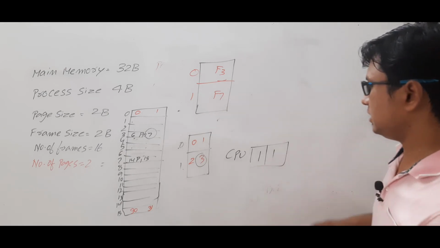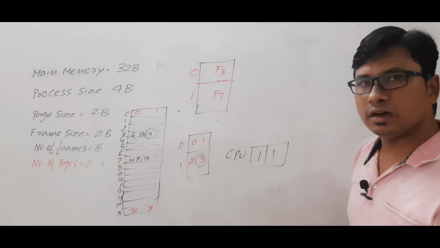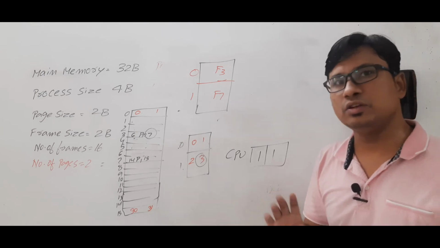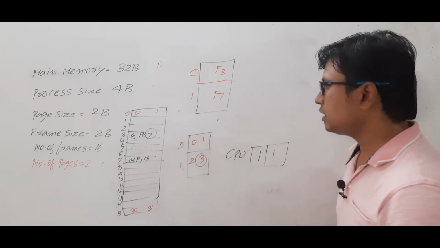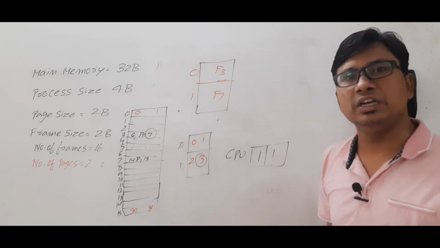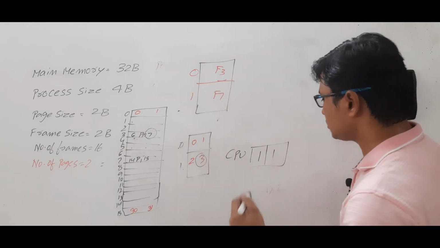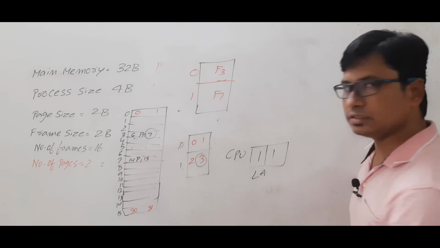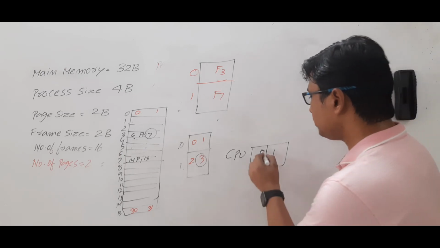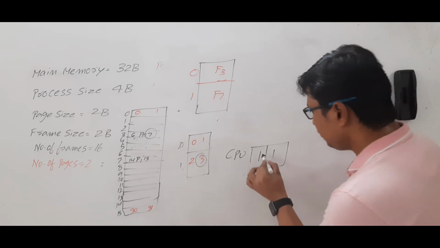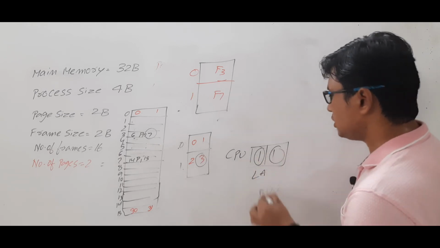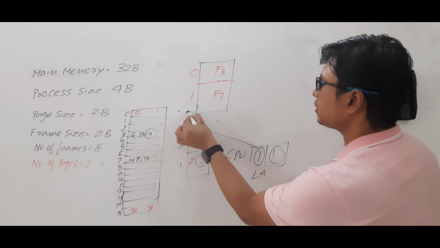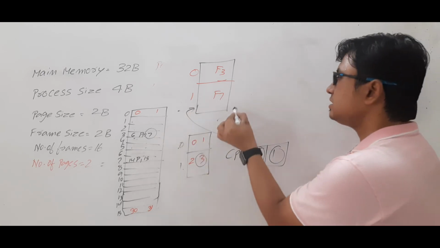Now you look at here. The CPU has generated the 1 1. It is the logical address. Now how the memory management unit will convert it into its equivalent physical address, we will check. So the CPU has generated this logical address. Now if you look at here, this is the page number and this is the page offset. So it will go to page number 1 in the page table.